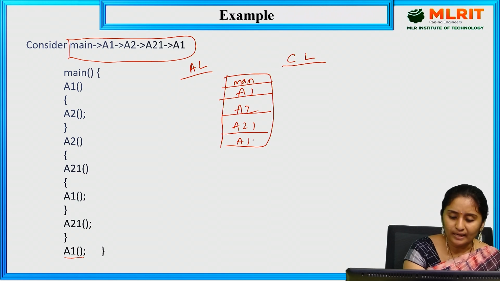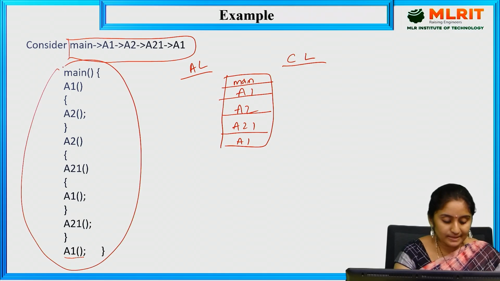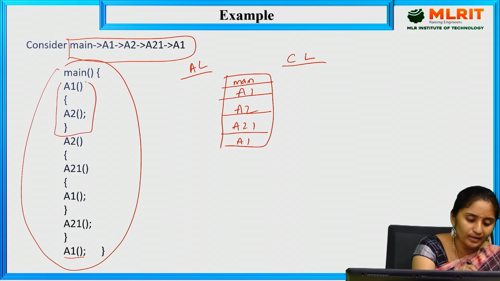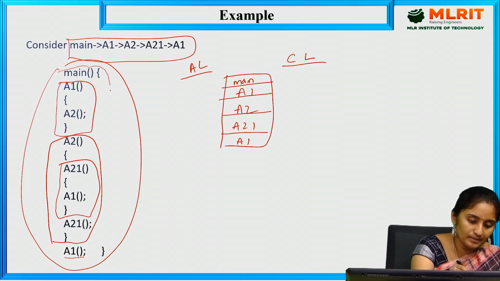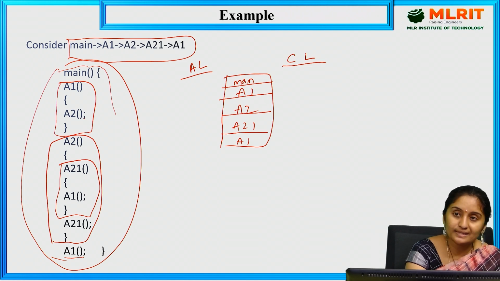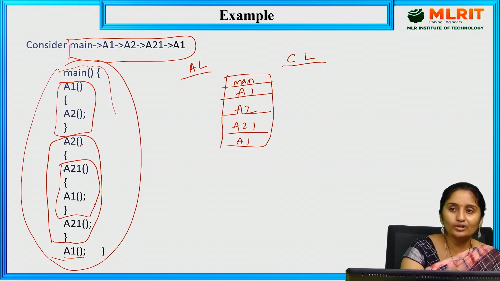Let me check where I have called A1 in this program. In which definition is this A1 function called? This is one definition, this is one program, and this is one definition. This is one definition, and this is one definition. So the main internally has an A1 function call. There is an A2 function call, and in the A2 definition there is a call to that A1 function. So this is one definition, and there are 4 definitions in this program.